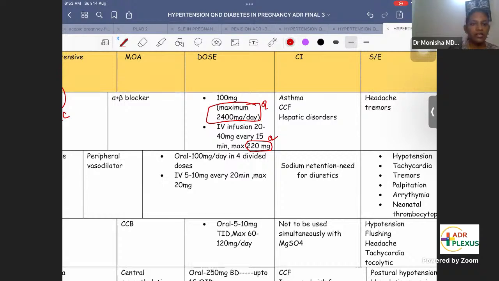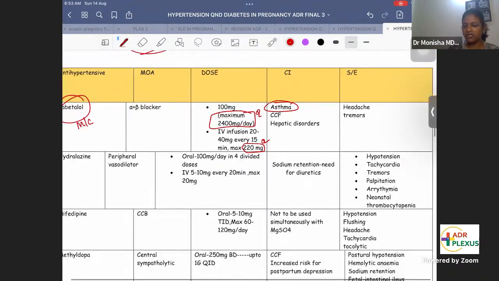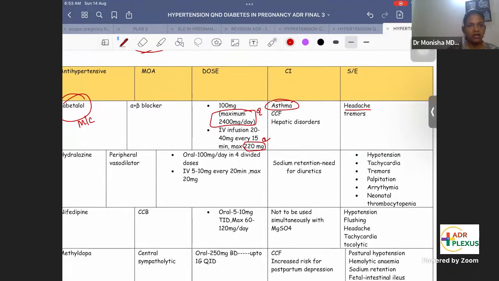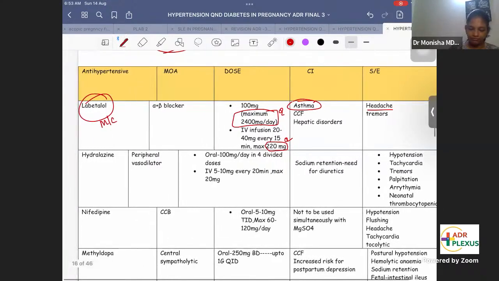What are the contraindications? When you talk about a drug, it is very important to understand what the contraindications are. Only then do you give a drug. A very important contraindication is asthma. What are the side effects? Labetalol is both an alpha and beta blocker, and most of these antihypertensives have the side effect of headache. So the side effects are headache and tremors.